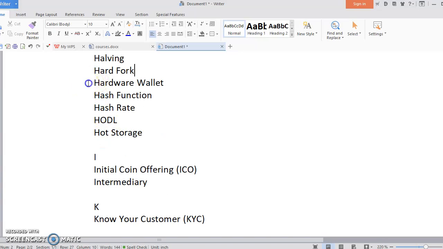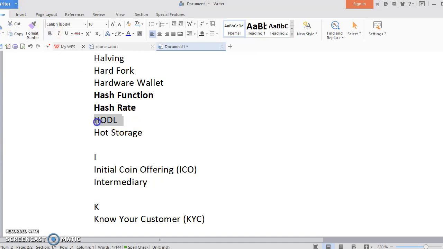Then you have a hardware wallet. So this is a wallet that you can actually access from maybe a hard disk or whatsoever. And then the hash function and the hash rate, I will explain these as the last ones.